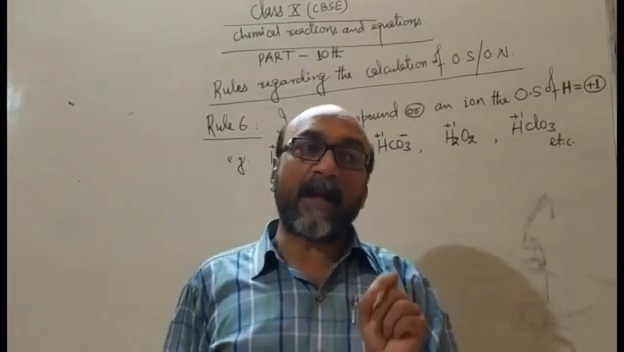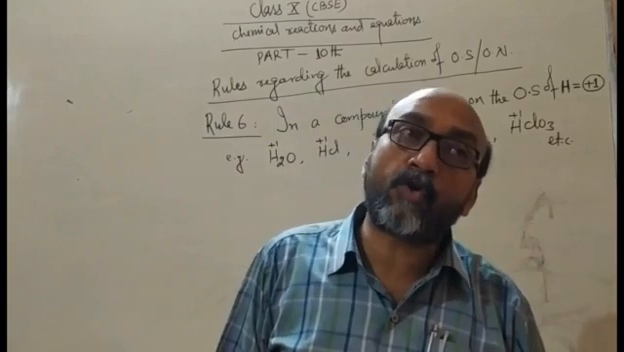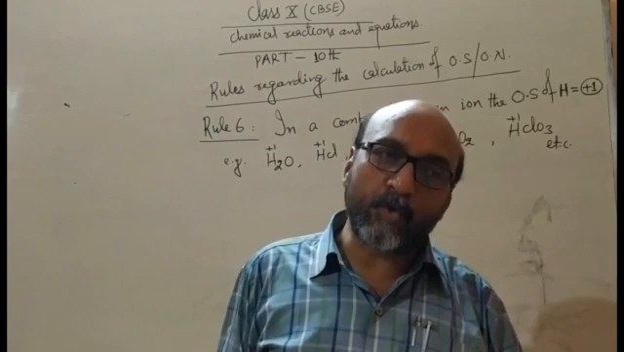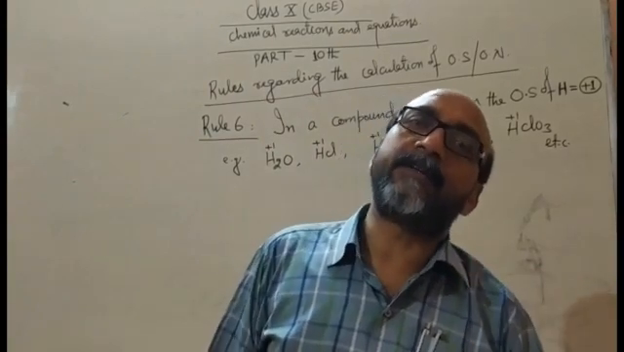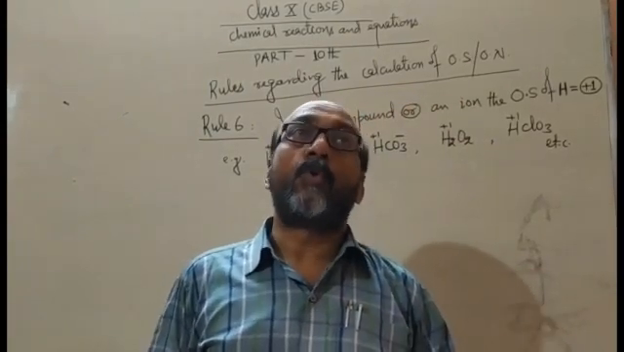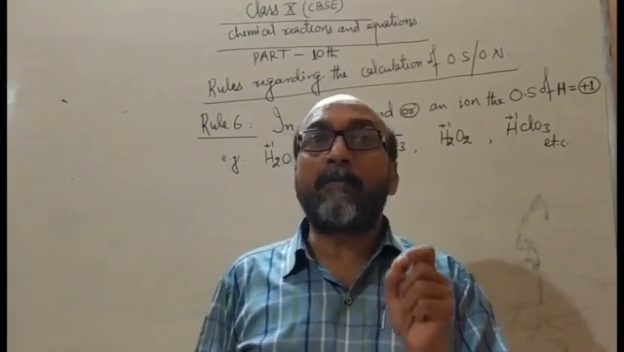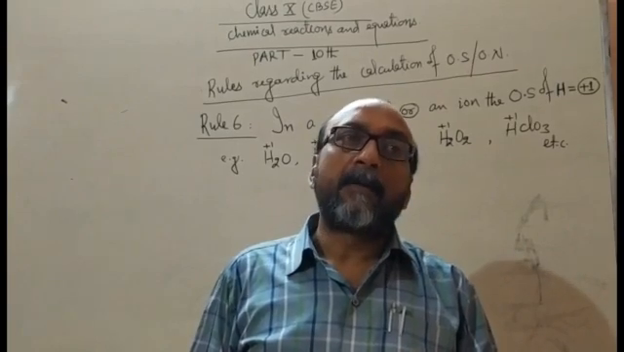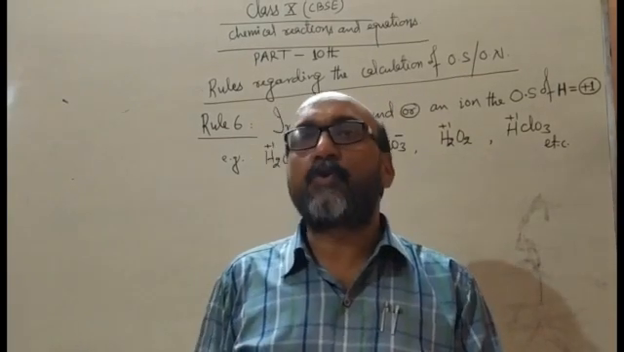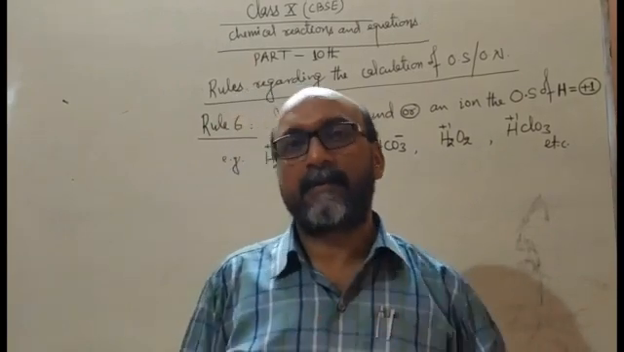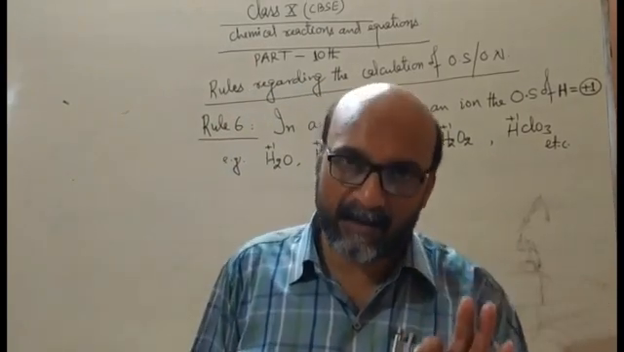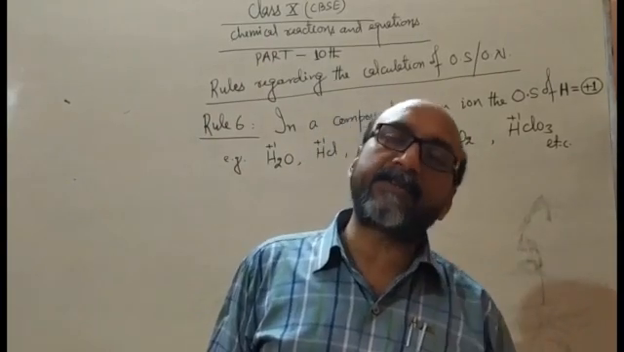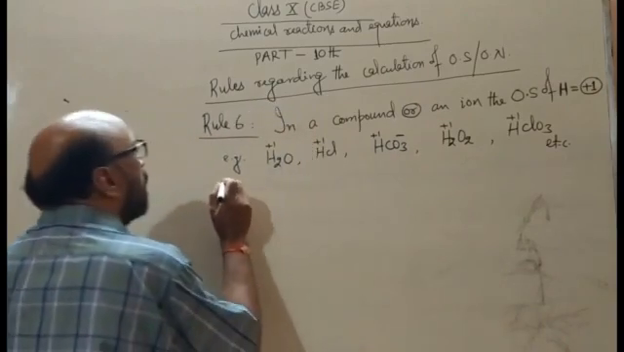Means they are able to lose their electron more easily compared to hydrogen. So, all such metals combine with hydrogen to form hydrides, called metallic hydrides. In metallic hydrides, the oxidation state of hydrogen is minus 1.